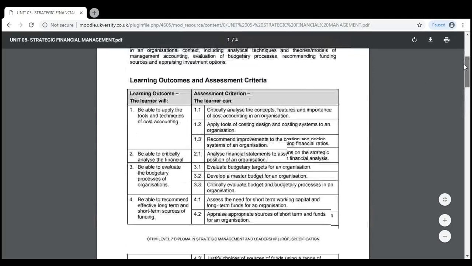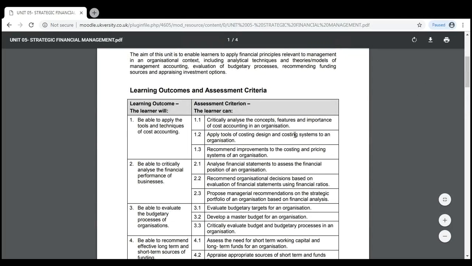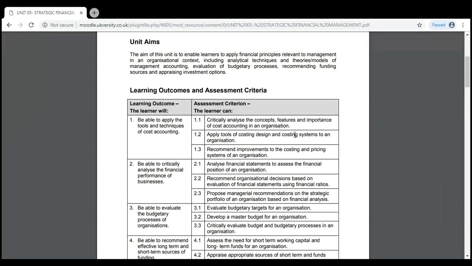be able to apply the tools and the techniques of cost accounting, where I discussed with you different costing methods. We discussed marginal cost. Marginal cost means the cost of any product which consists of all the variable costs of production. Then we discussed the absorption cost. Absorption cost means the full cost, which includes both fixed and variable.